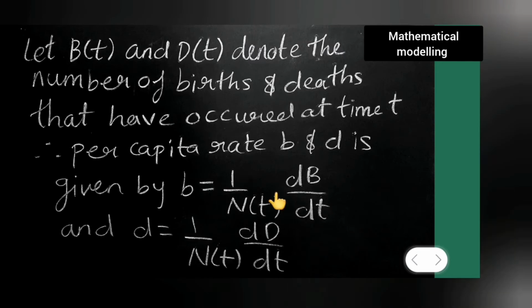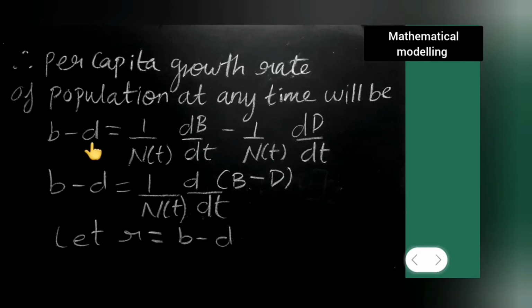So plug the values of b and d over here. b is 1 upon N(t) dB upon dt minus d, which is 1 upon N(t) dD upon dt. So b minus d: I have taken 1 upon N(t) common, and d upon dt is also common. What is left in the bracket? B minus D.